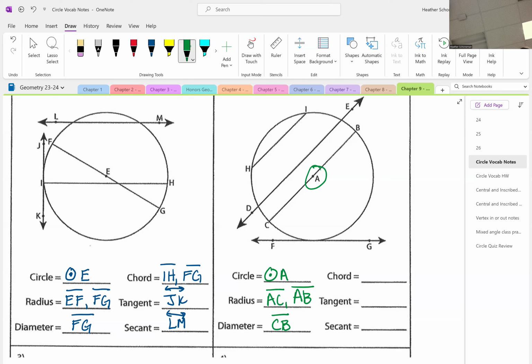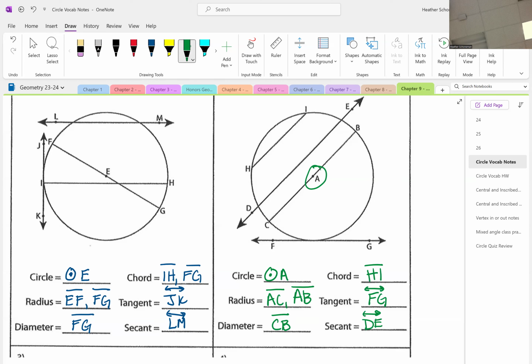A chord starts and stops on the circle. So the chord in here that we can label as HI. Now we can't do DE as a chord because those points are outside of the circle. They're not on the circle. So that's why we can't do that one. Tangent. Tangent is FG. Secant is DE.